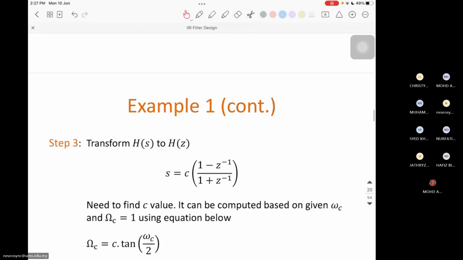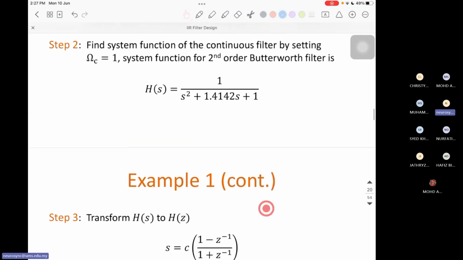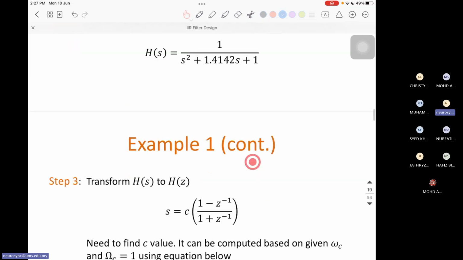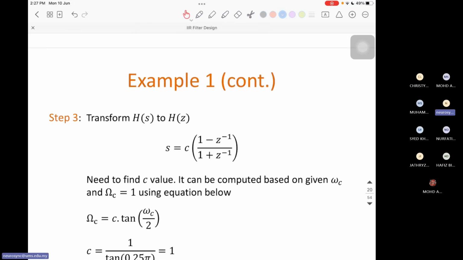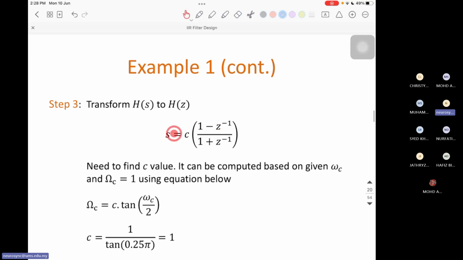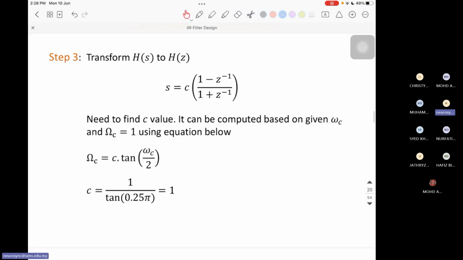Now the third step is to use a bilinear transformation and get H of z. That is, we convert this continuous transfer function of the Butterworth filter into the discrete, that is H of z, domain. So we will map s onto z. The bilinear transformation has a relation like this: s is equal to c into this term, where c is equal to 2 by Ts. Now it can be computed.